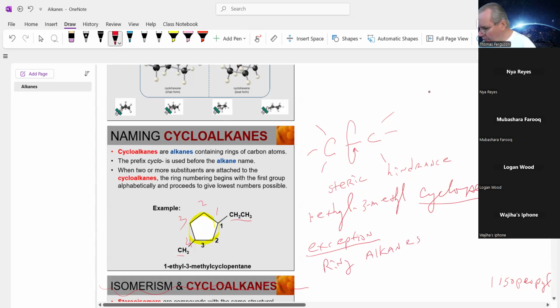Ring alkanes are rigid, meaning they're not free to rotate. Six-membered rings are the most stable. Three-membered rings are the least stable.